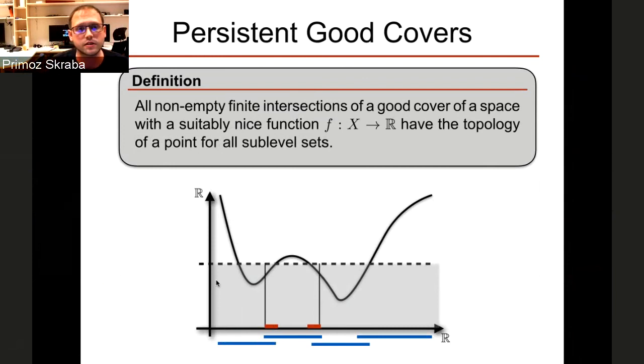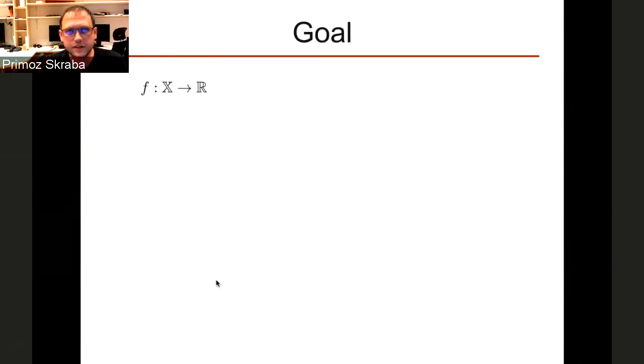The downside of this approach, of course, is that I require a very fine cover, and this has negative consequences when I actually do computation, because I will have a lot of simplices in the nerve. So we want something that's even less restrictive than every epsilon having a good cover. So let's take a look at what our input is and what we actually want.